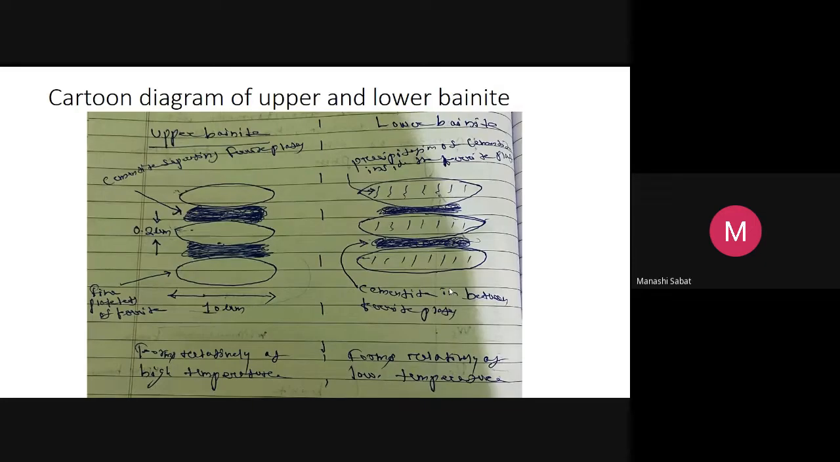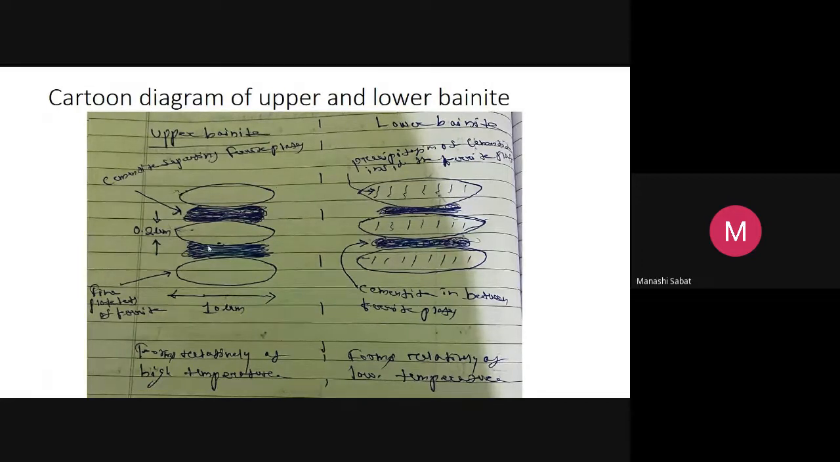Okay. So now I'll show you cartoon diagrams of upper and lower Bainite. Bainites are of two types, upper and lower. Upper Bainite means that Bainite forms at a relatively high temperature range, for example, from 550 degrees centigrade to, for example, 350 degrees centigrade. But if the bainite forms at a relatively lower temperature, like 250 or 300 degrees centigrade, then that is your lower bainite.